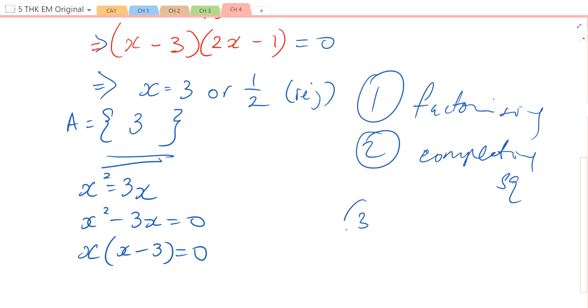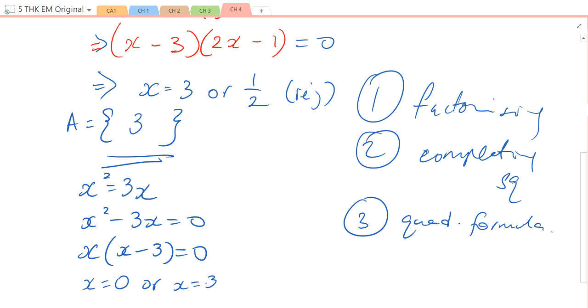And the third one is quadratic formula. Okay, so after we factorize, then we have x equals to 0 or x equals to 3. Can both of them be accepted? Is 0 one of the values? Yes. Okay, so set B, we've got 0 and 3.